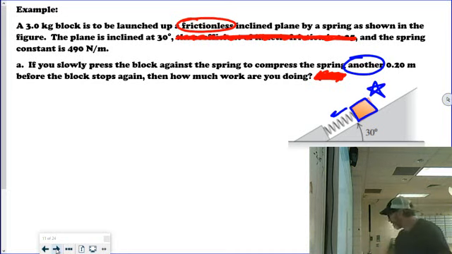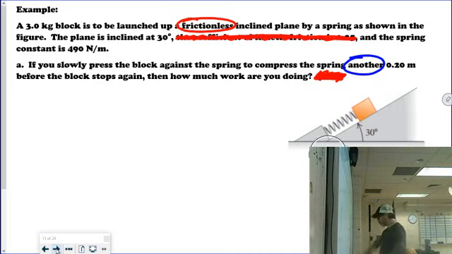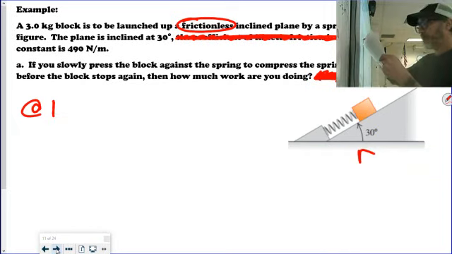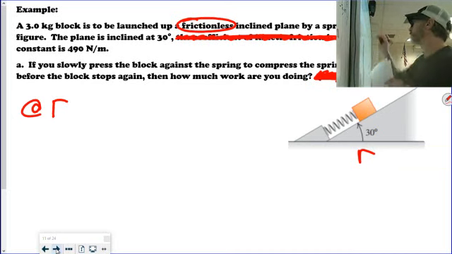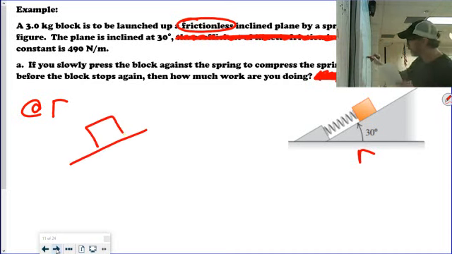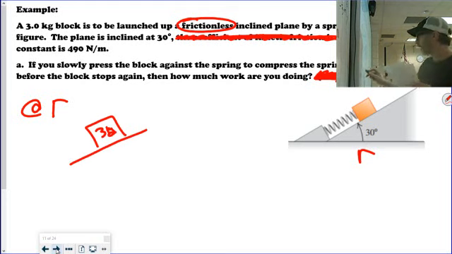All right, so as this is shown, let's call this point R, as in at rest, R for rest. I used lowercase r in my notes, so I'm going to stick with that. So at this point, what do we know? Well, here's our block. We know it's a 3 kilogram block, and we're on an inclined plane, so we're going to have to split up our gravity, right?